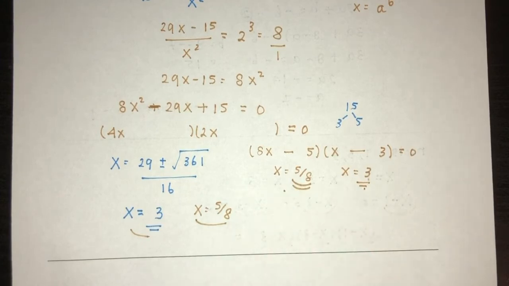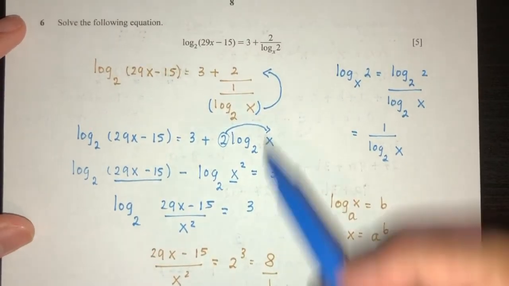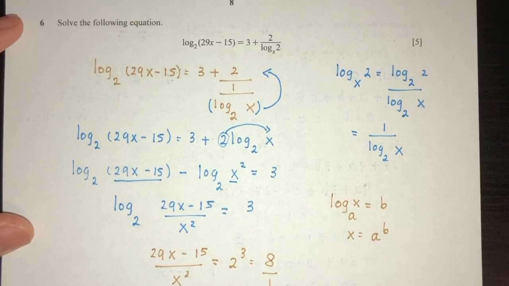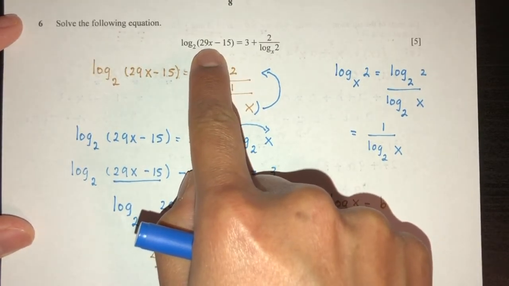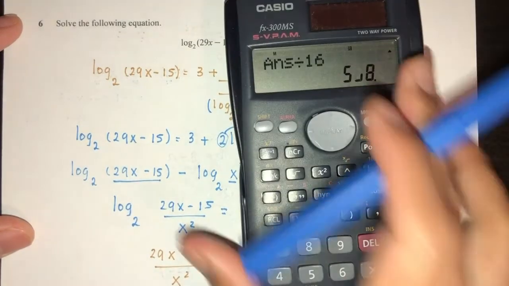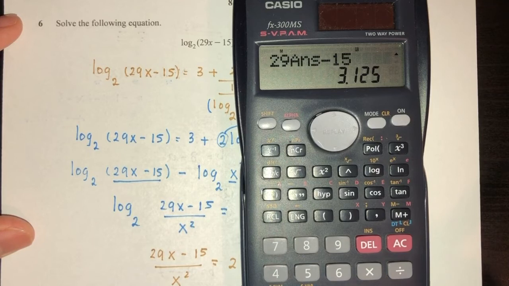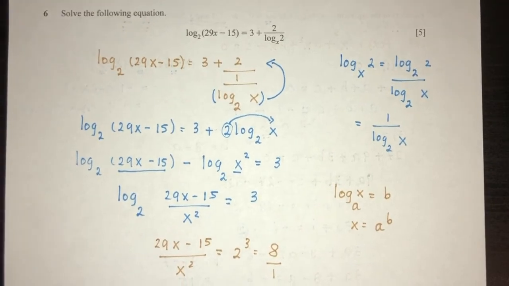The reason why we can only keep positive values is because we are using a logarithm, and we have to have a positive value. Let me check here. What if I plug in the value of x equal to 5 over 8? 29 times the answer minus 15 will still be positive. So it is a good answer because it has to be positive inside the logarithm. Okay, so that will be your question number 6.